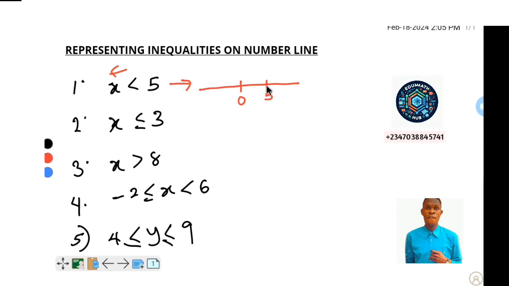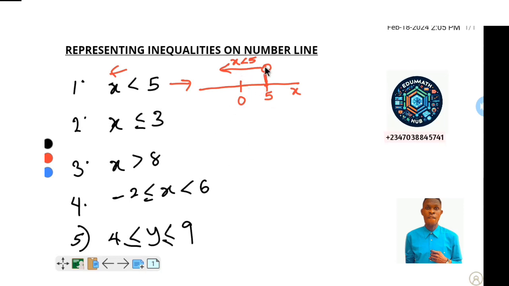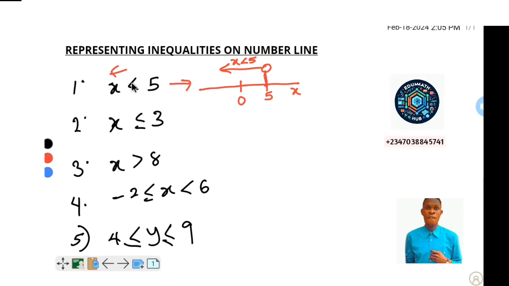So you just go to your 5. This is 5 here. This is the x-axis here. So you go to 5, mark it, push it up there, draw a line going up. Then draw a circle here. Then you draw an arrow facing in this direction. Then you have x less than 5 here. So that's the answer to that one. This is an open interval. You will not shade this part here. It will not be shaded because 5 is not included.